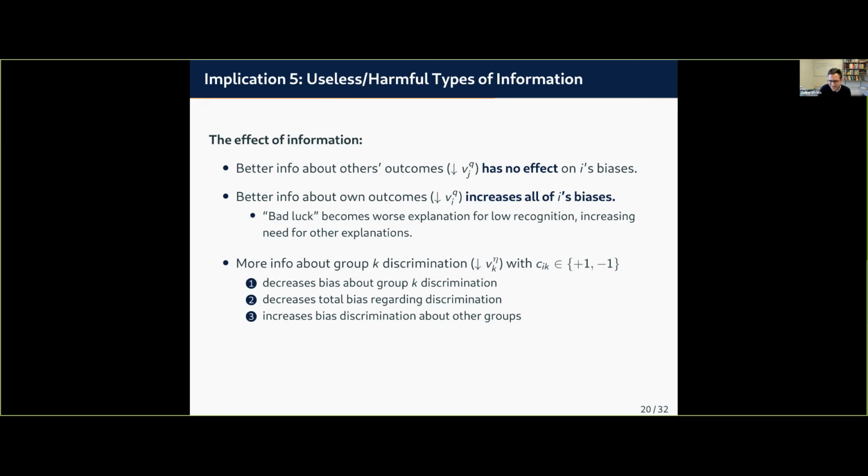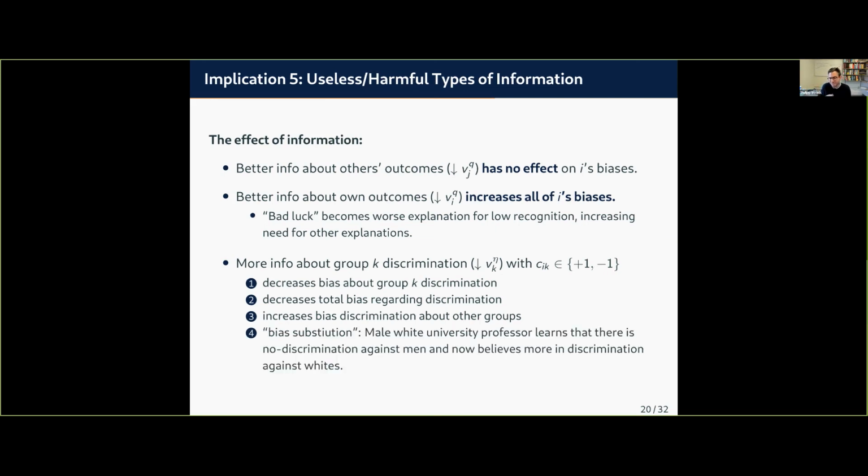Let me just explain this with a very brief example. So there's a bias substitution effect. Suppose I'm a male white university professor and I learn that there's no discrimination against men, and I believe that information. Now I'm going to believe more in discrimination against whites. The reason is very simple. I cannot now explain my outcomes anymore by believing in discrimination against men, so I need a different explanation. So I now believe more in the alternative explanation that I'm discriminated against because I'm white.